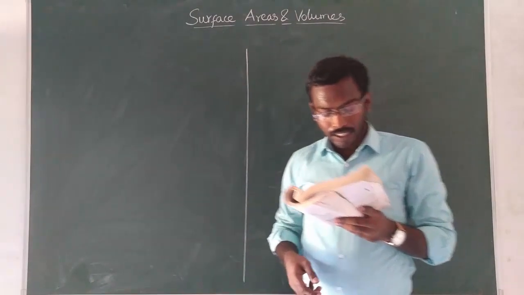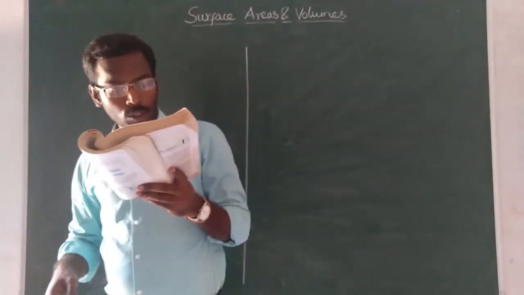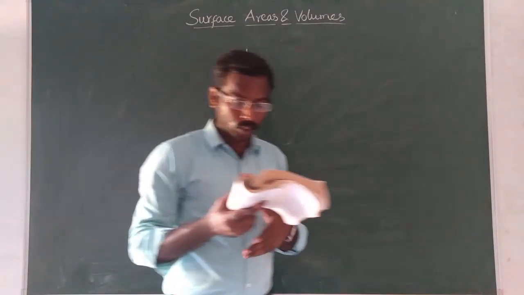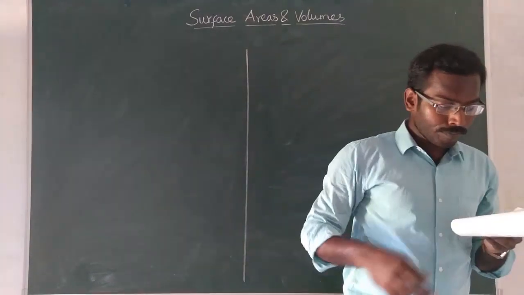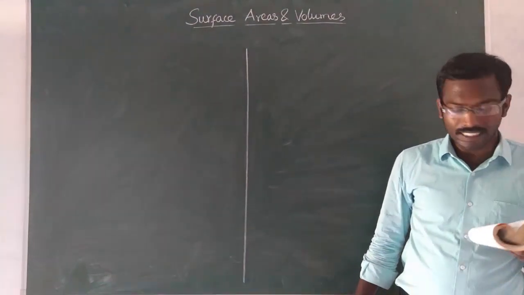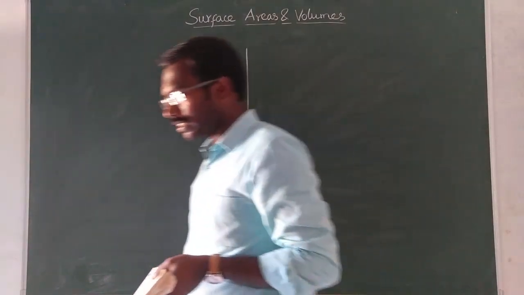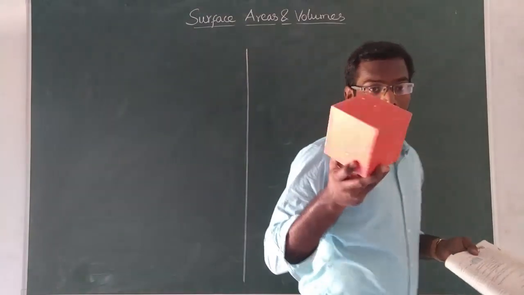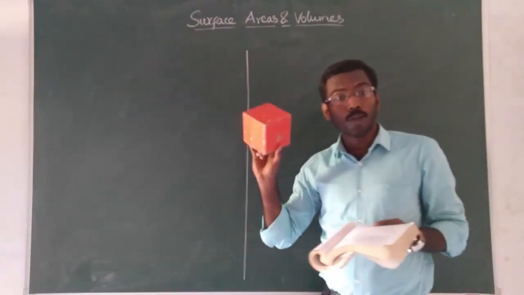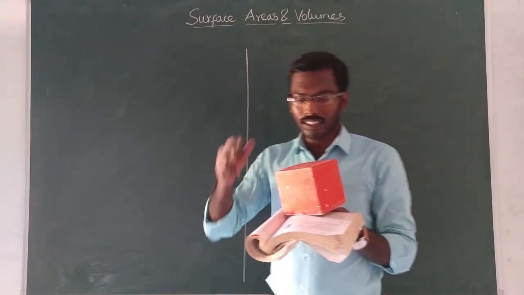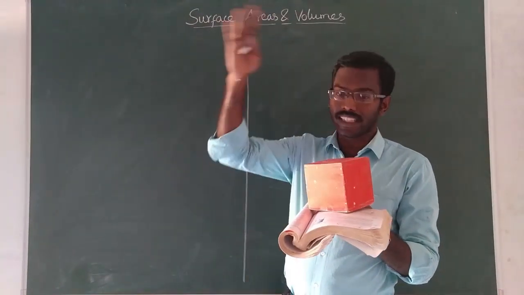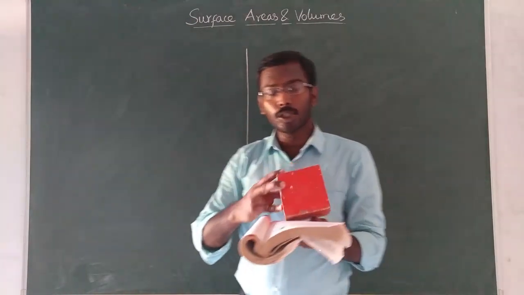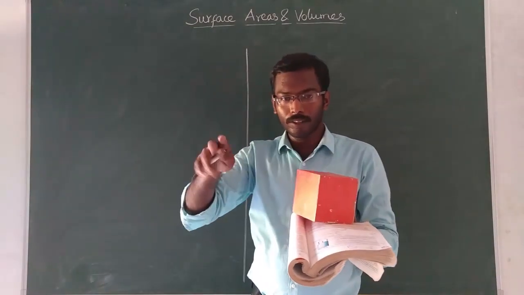Let me read it. The first sum says that two cubes, each of volume 64 centimeter cube, are joined end to end. Find the surface area of the resulting cuboid. See, I have only one cube. But here in the question it is given there are two cubes. So you imagine there is another cube and you are attaching that cube to this cube.